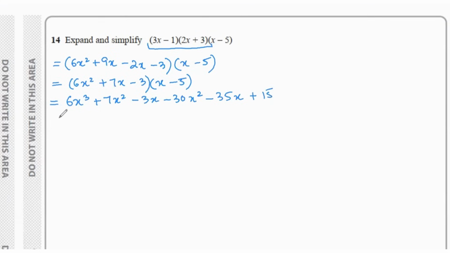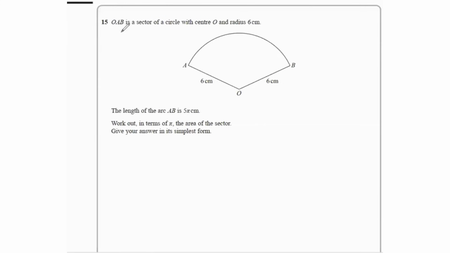So now we combine the like terms. 6x cubed, then negative 30x squared plus 7x squared is negative 23x squared. Negative 3x minus 35x is negative 38x, and plus 15. That is your answer.